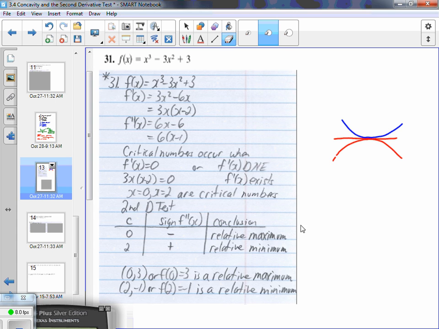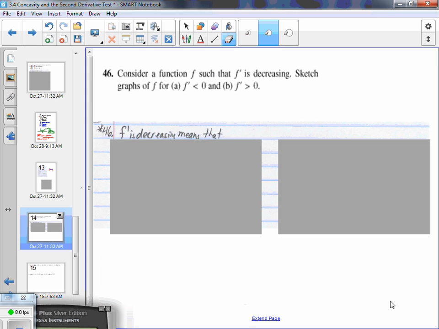All right, one more example. We've got to do some graphs. No, the critical numbers are just from the first derivative. Possible points of inflection come from that second derivative.